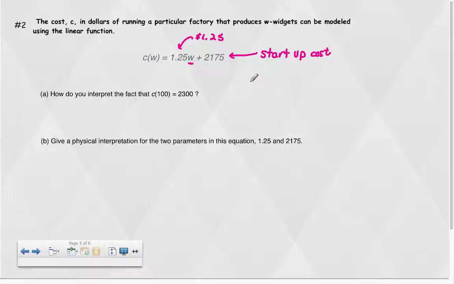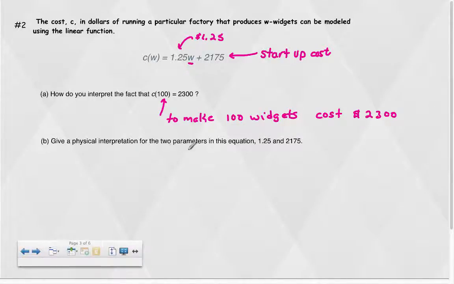Okay, so what are they asking us? How do we interpret the fact C of 100 equals 2,300? Well, that means to make 100 widgets, because that's what W stands for, it would cost us $2,300. Better be a pretty good widget.